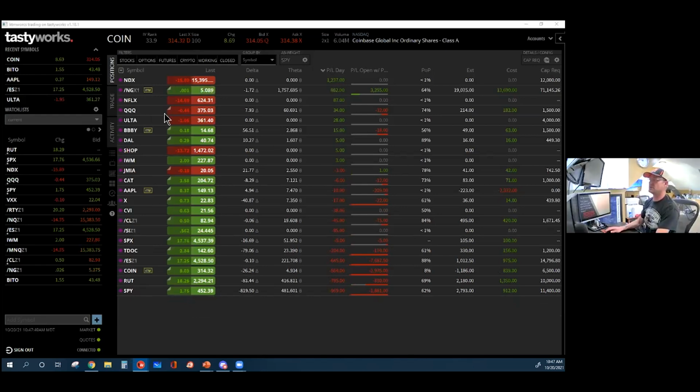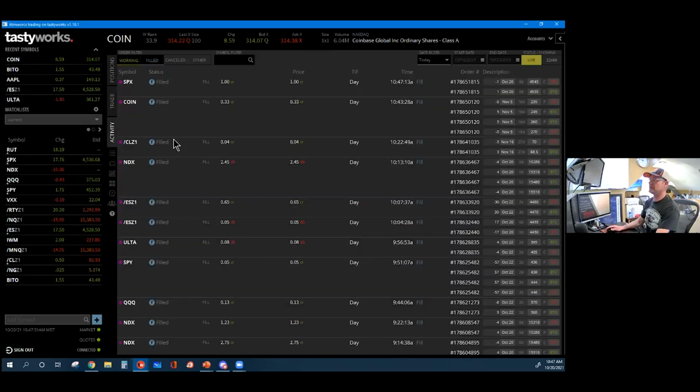Okay, I want to show you another 0 DTE that I just did on the SPX. It's a very tiny one. It's the smallest I can do. It's one contract on the SPX, October 20th expiration, the 45-45 calls by the 45-55 calls. Just one contract. I got filled at $1.